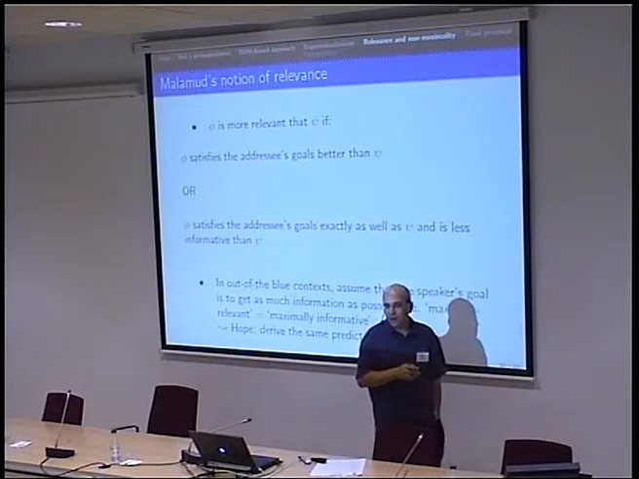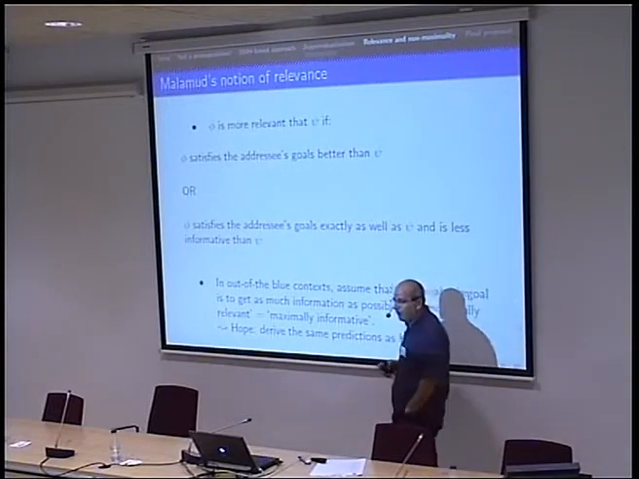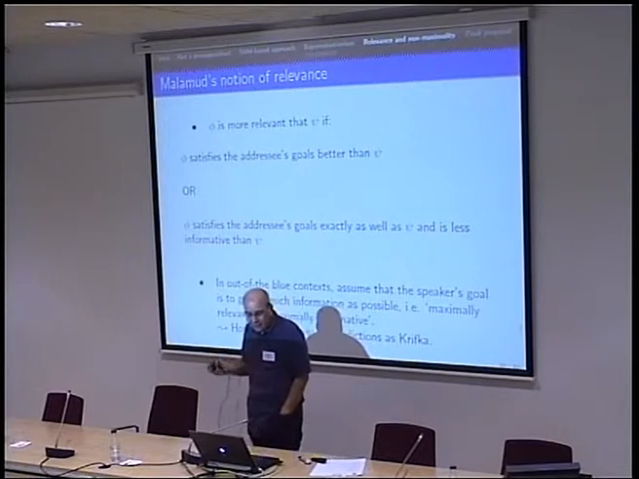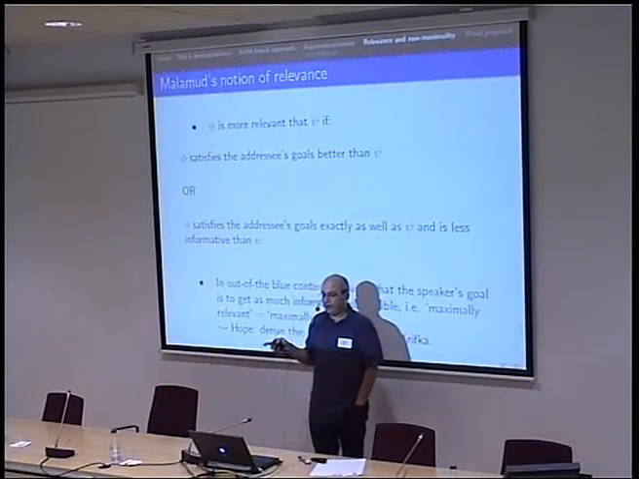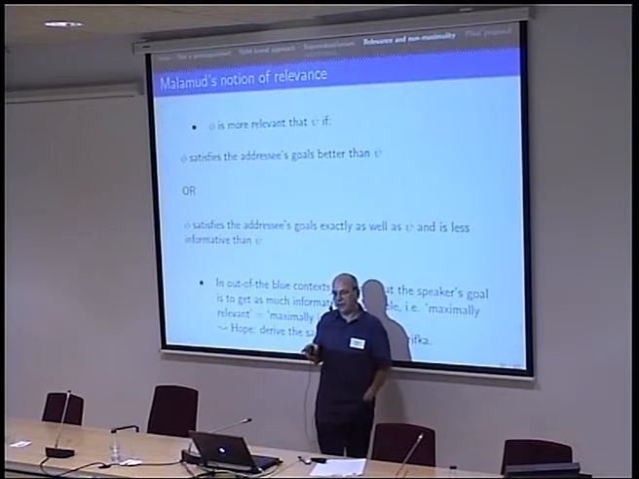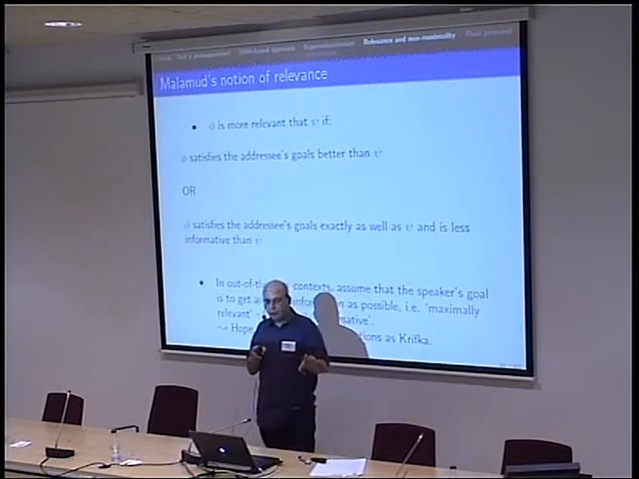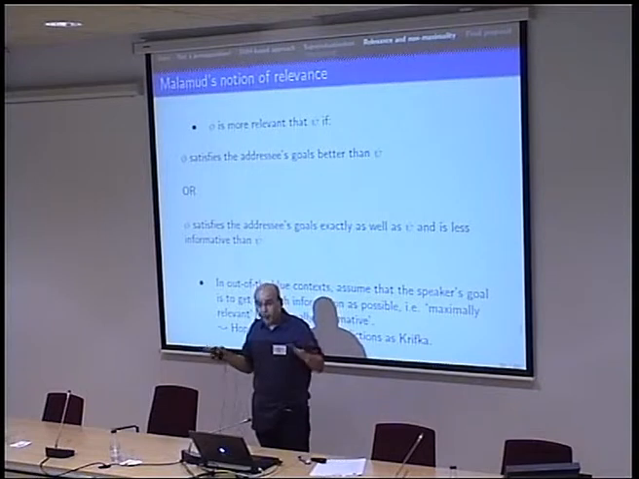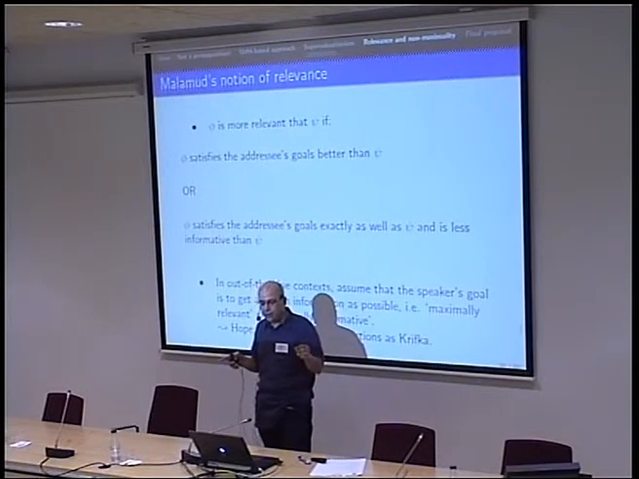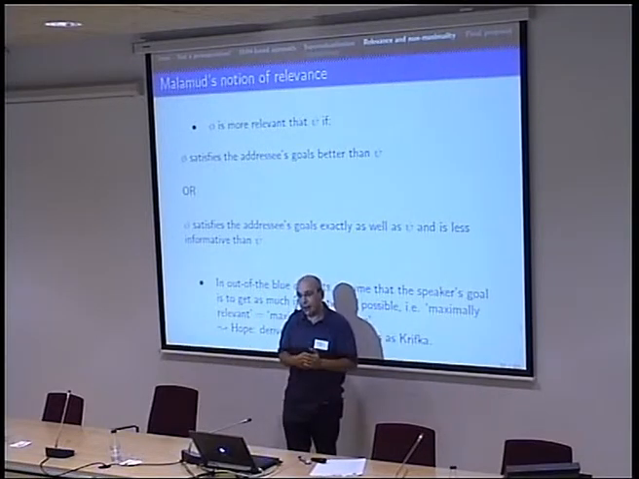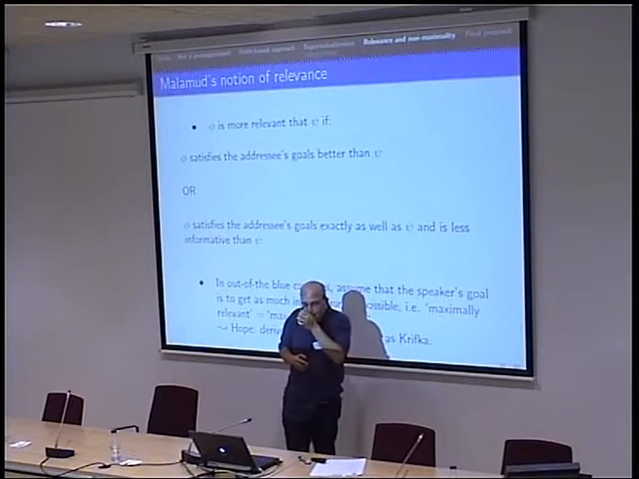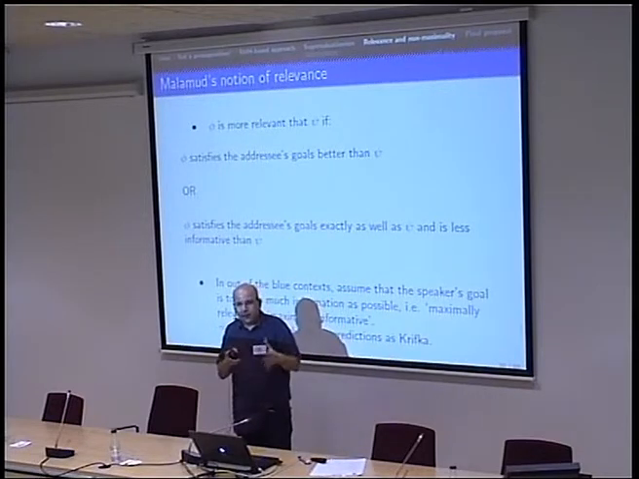so she assumed that phi is more relevant than psi if phi satisfies the addressee's goals better than psi, or phi satisfies the addressee's goals exactly as well as psi and is less informative than psi. So the idea is that if you have to choose between phi and psi and they are equally good in terms of satisfying the speaker's goals, but phi is less informative, you should pick phi because that suggests that psi has superfluous information in it. And that's the way, basically, she captures non-maximality.